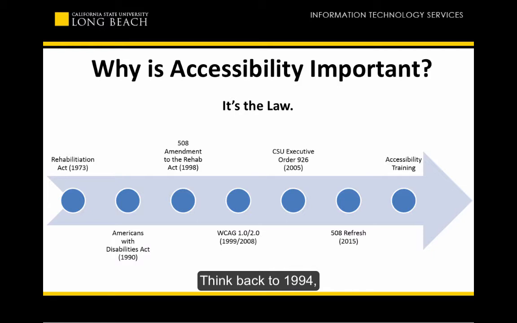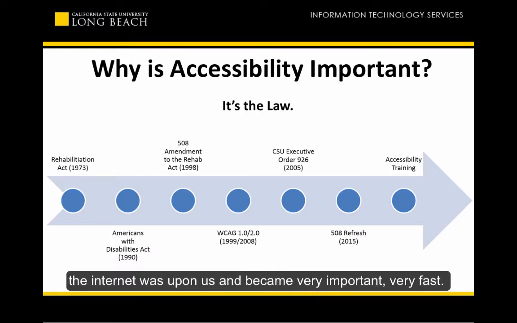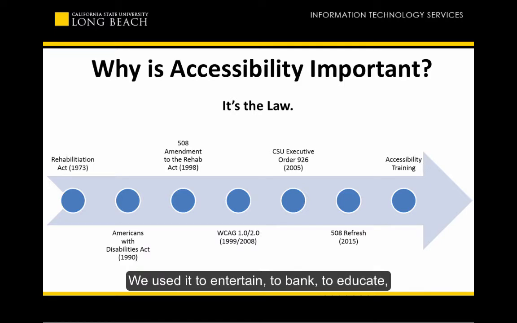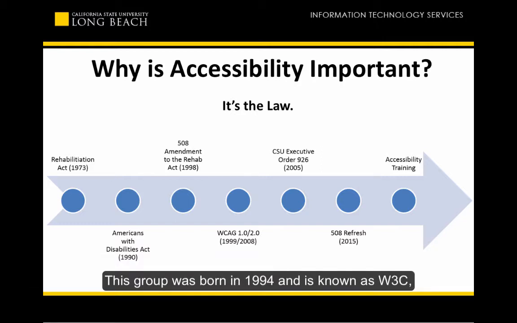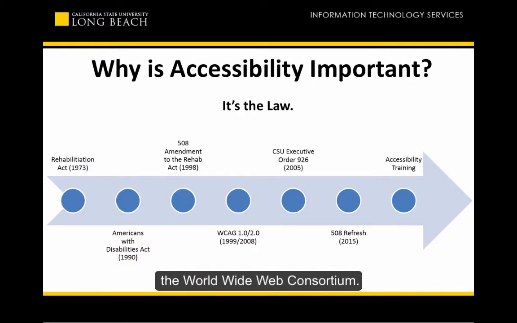Think back to 1994. The internet was upon us and became very important very fast. We used it to entertain, to bank, to educate, and we used it in the workplace to conduct business. The World Wide Web needed rules and guidelines, and a group of people from all over the world came together to provide them. This group was born in 1994 and is known as W3C, the World Wide Web Consortium.